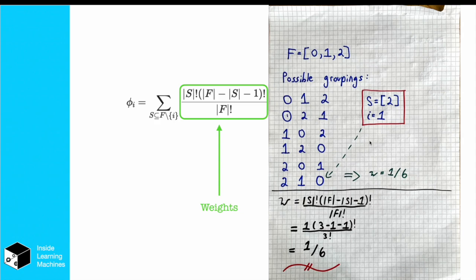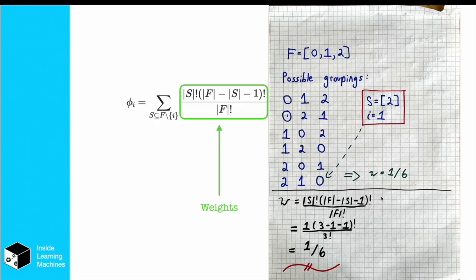We can imagine a different scenario. Let's say we have S, our subset, equal to 0 and 2. Then we need to find all the cases where we start off with 0 and 2 and then end up with 1. And we can see that happens here, our second element: we have 0, 2, and 1. But then we also have another example here, 2, 0, 1. That's another possible way of assembling this grouping. And so in this case, our weight would be 2 over 6, or 1 over 3.